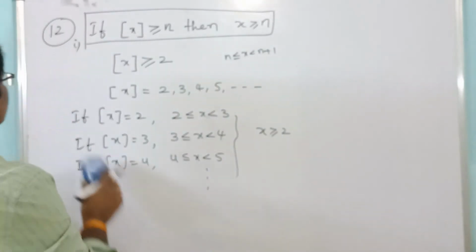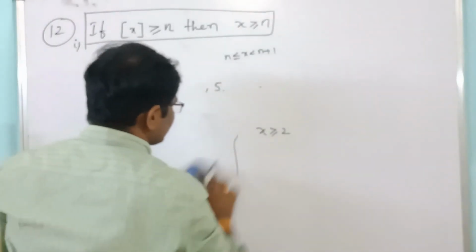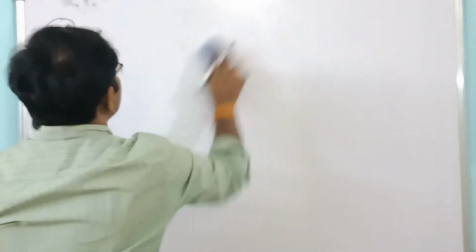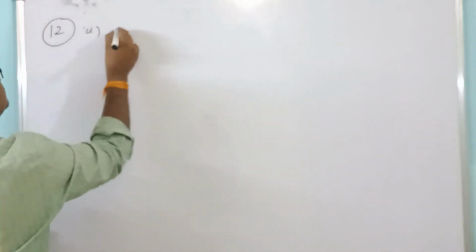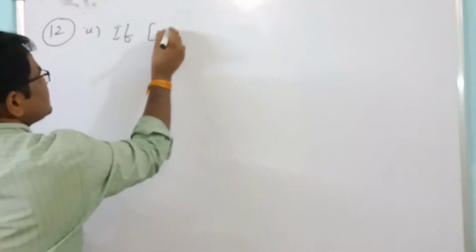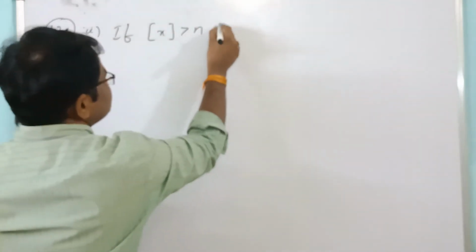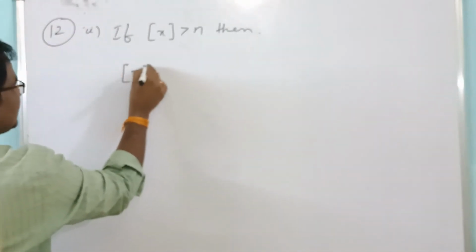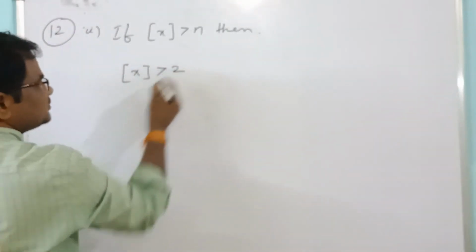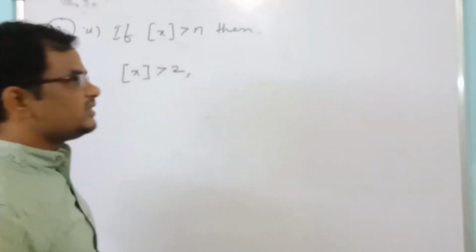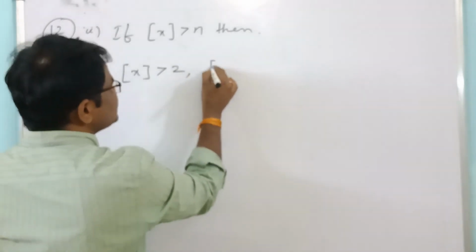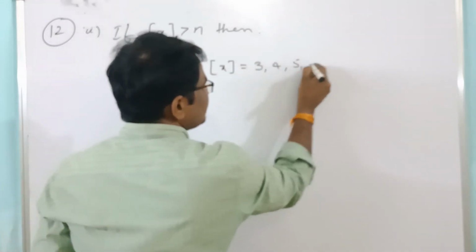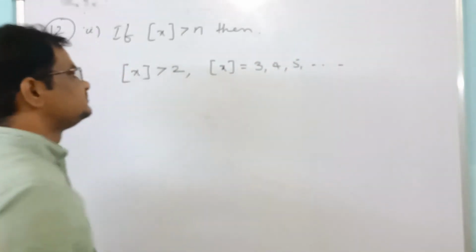Right? Next, the second one in the 12th property. If [x] is strictly greater than n, then what about x? Here also I will take the same example: [x] greater than 2. [x] greater than 2 means the possible values of [x] are 3, 4, 5, etc., because this is an integer.